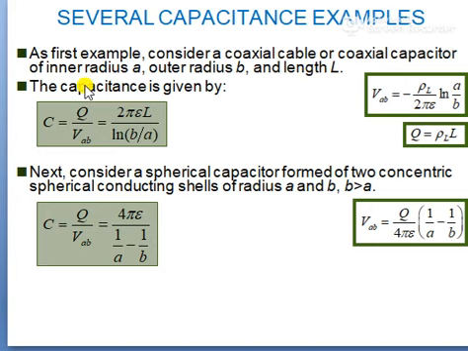Here two concentric conductors are separated by a dielectric of permittivity epsilon. The inner conductor carries a charge plus rho L and the outer conductor carries a charge minus rho L. Now we want to develop a capacitance equation for the coaxial cable. So you can see C is equal to Q by VAB.